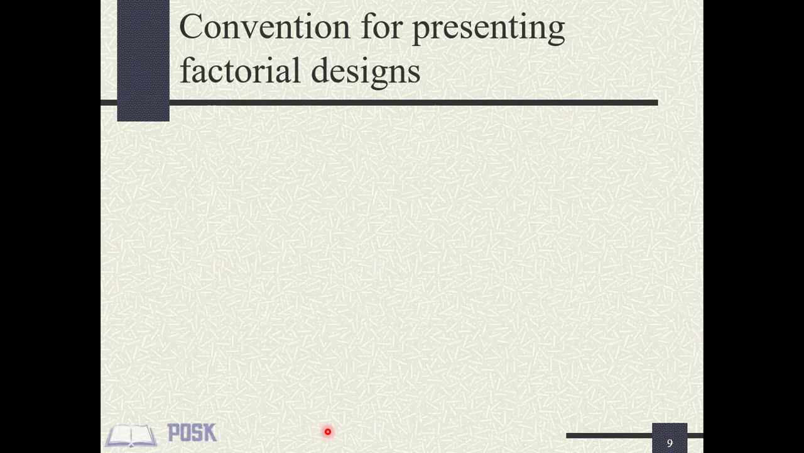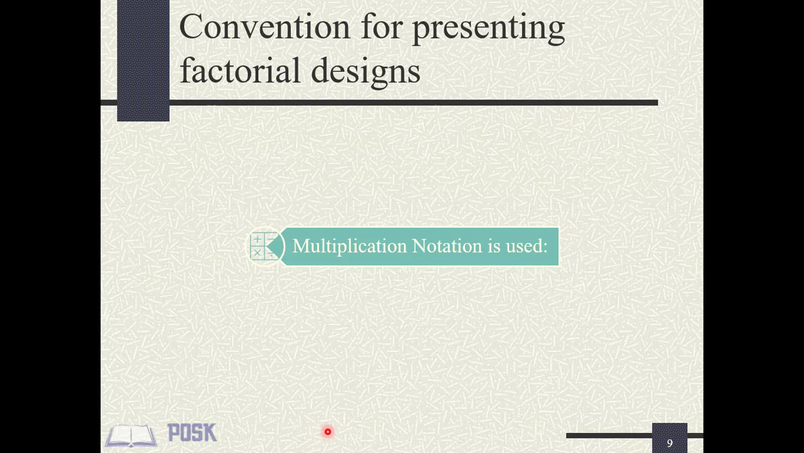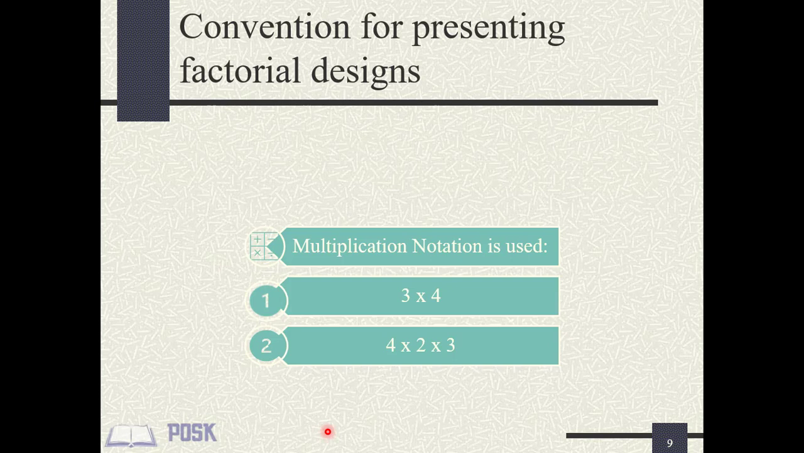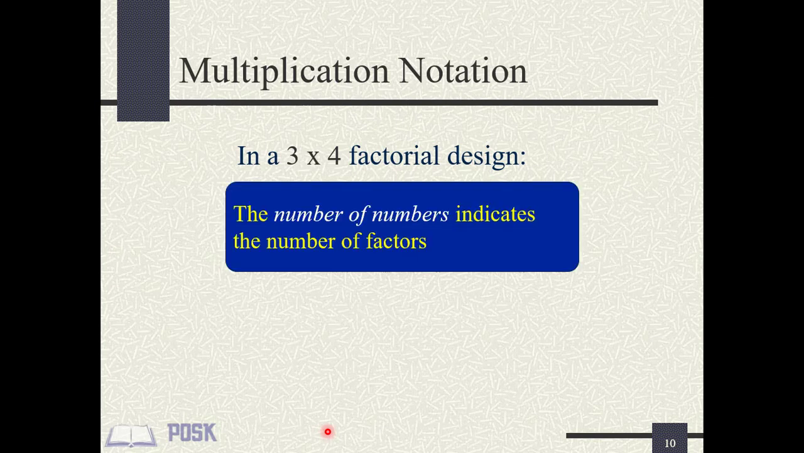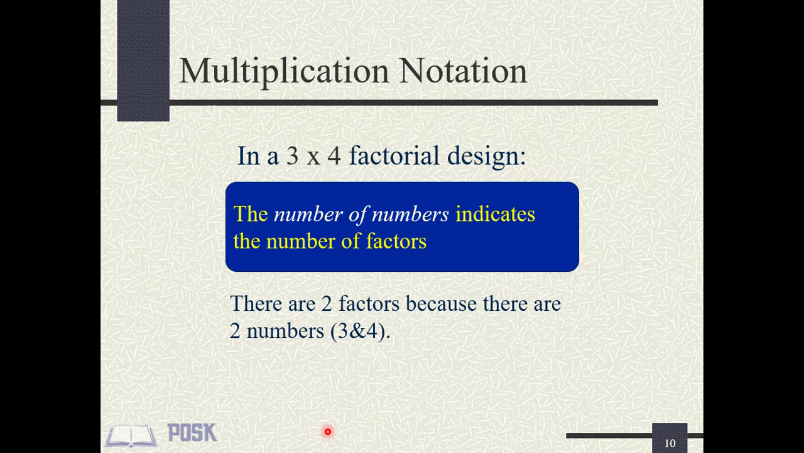What is the accepted way of presenting factorial designs in articles, presentations, and documents? The widely accepted format is the multiplication notation as shown. For example, we can have a 3x4 notation or a 4x3x2 notation. How can you explain the multiplication notation? It can be explained in the following ways. Take a 3x4 notation for example. How many numbers do you have in the multiplication? In this case, there are just 2, 3 and 4. Therefore, there are 2 factors in the study.